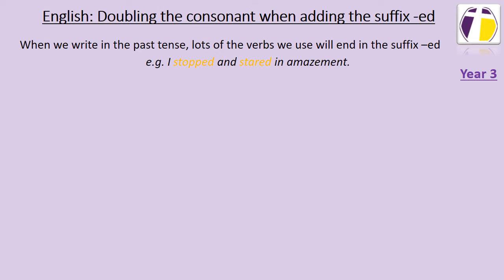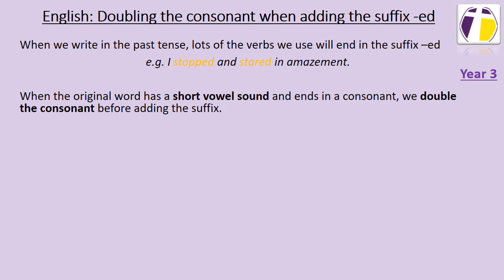Here's an example. I stopped and stared in amazement. So we've got two ed past tense verbs there, stopped and stared. You will notice that they have a slightly different spelling rule. They both end in the ed, but stopped has a double p in the middle and stared just has a single r in the middle. They both begin with a st though, so there's lots of similarities, but one major difference, which is the rule we're looking at today.